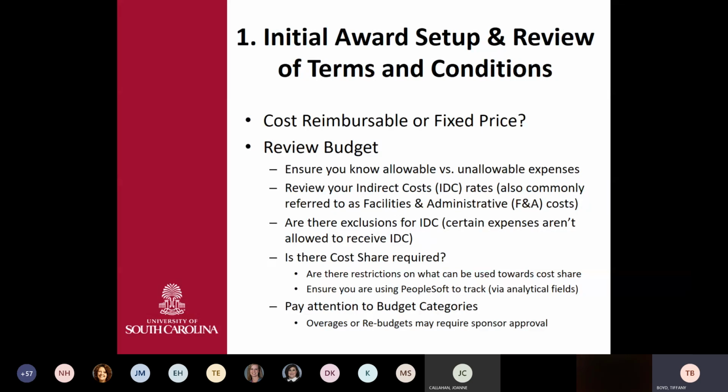And we've had several instances here recently where spending over budget has prevented payment from the sponsor. And it's taken months to correct that and resolve it to get payment in the door. And in some cases, we've had to remove expenses in order to rectify the situation. So that means the departments had to cover some of those expenses that they thought the grant would be able to pay for. So it's always really important to review those budgets.